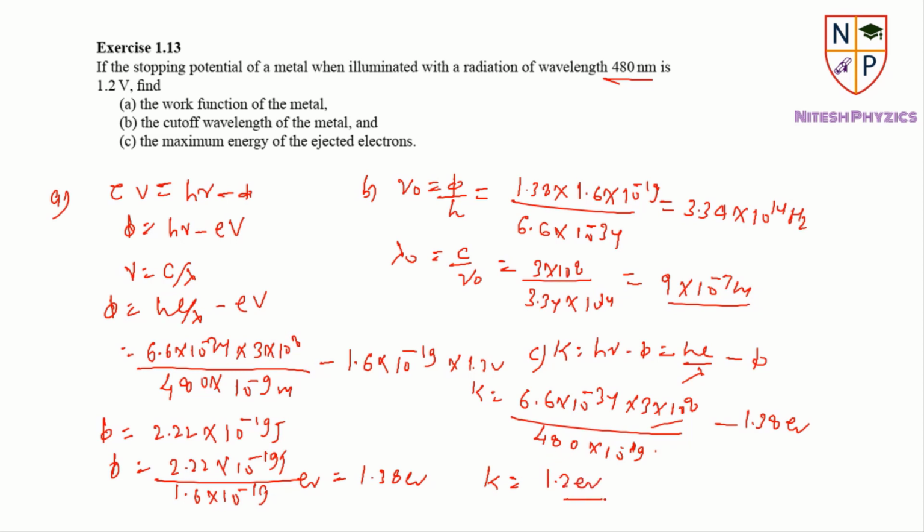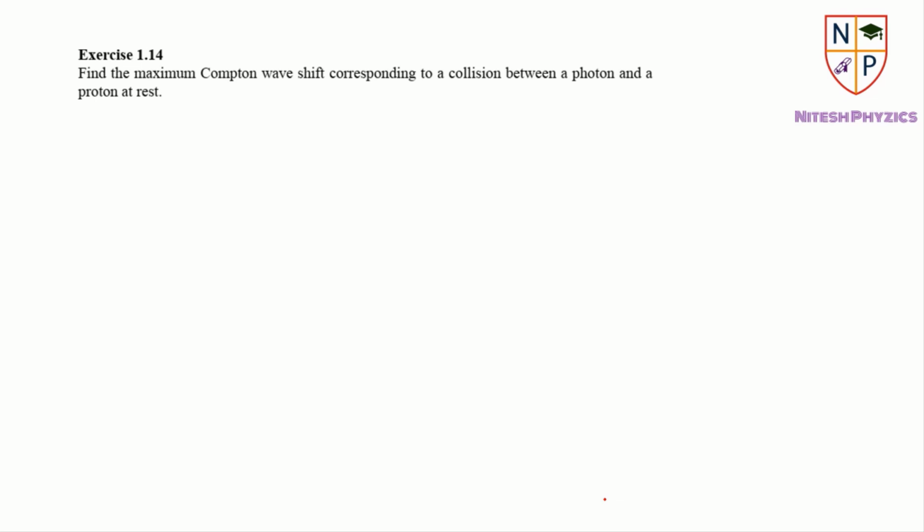Okay, you will check, maybe the option is different due to a calculation error. So you can check. Now moving towards the next question. Find the maximum Compton wavelength shift corresponding to a collision between a photon and a proton at rest.